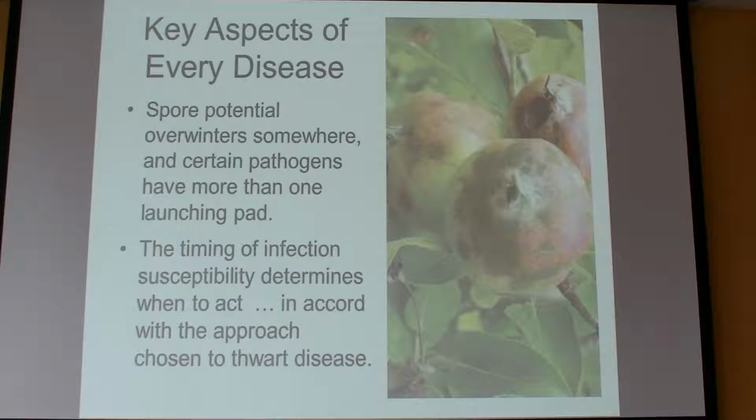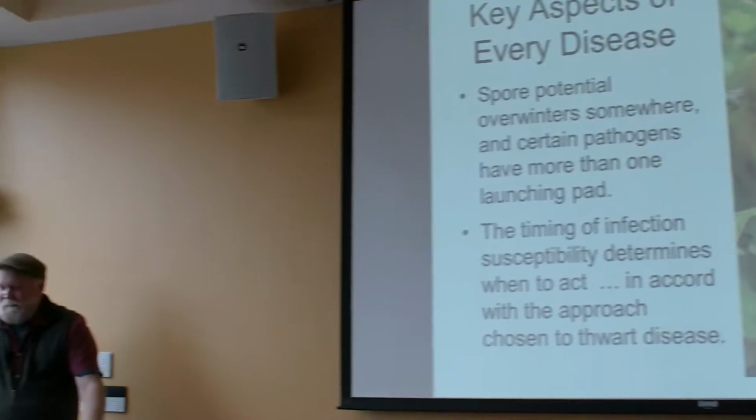Cedar apple rust forms a cold relationship with the eastern red cedar tree, and those gelatinous masses in the spring are where the spores come from and land on the underside of the leaf to get into the stomate. All those things come into play in thinking about, well, what do I need to do? What's the timing of that?